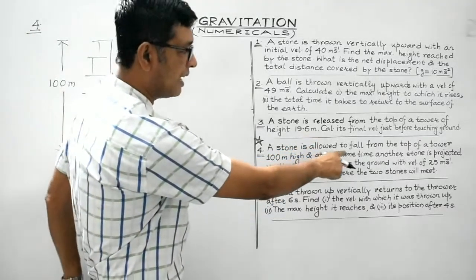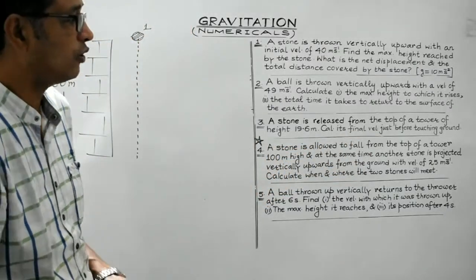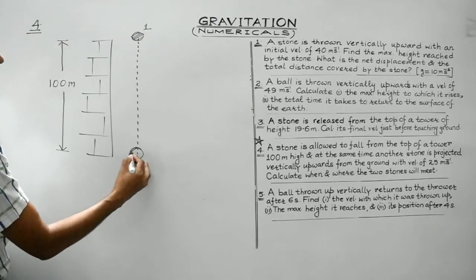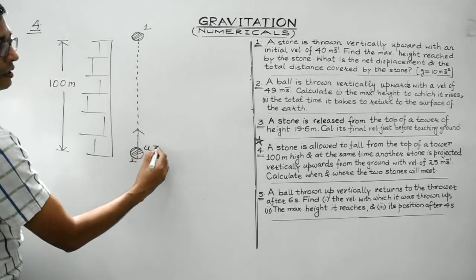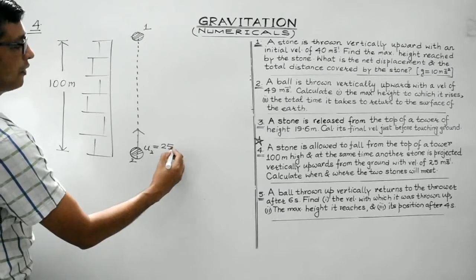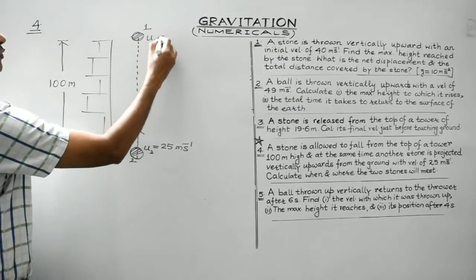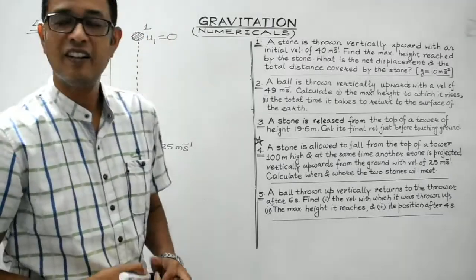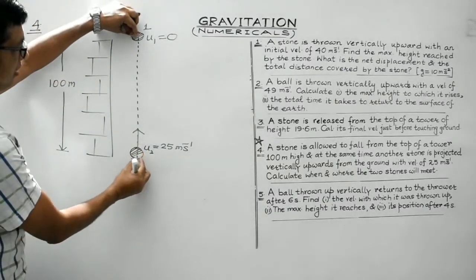And at the same time, another stone is projected vertically upwards from the ground with a velocity of 25 meters per second. So it's like this. This is the second one, and its initial velocity is given to be 25 meters per second. The initial velocity of the first one is obviously 0. It's the case of free fall. Now, when and where will the two stones meet?